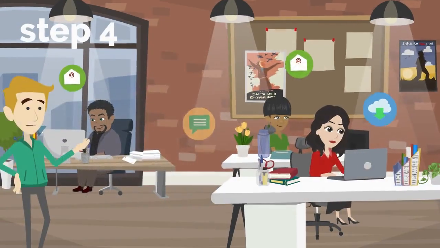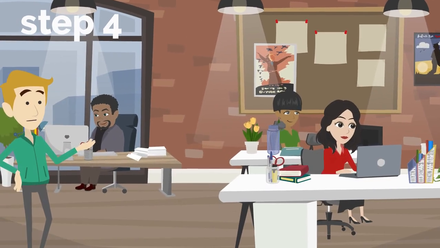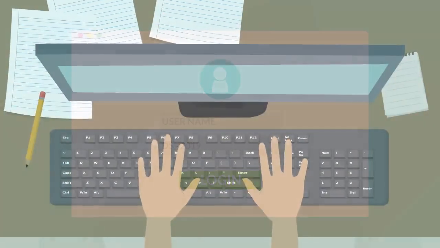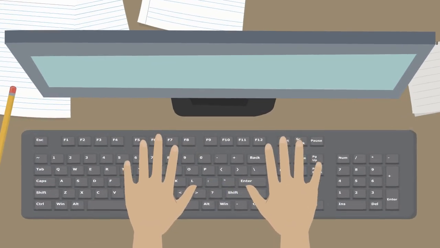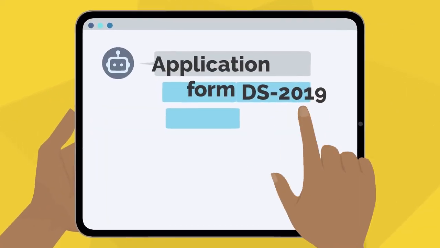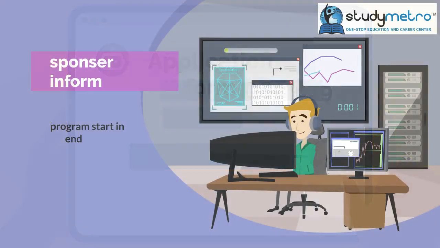Step 4. Obtain a DS-2019 form. Once your application is approved, your sponsor will provide you with a DS-2019 form. This form is necessary to apply for a J-1 visa at a US embassy or consulate. The DS-2019 form will include your program information, sponsor information, and program start and end dates.